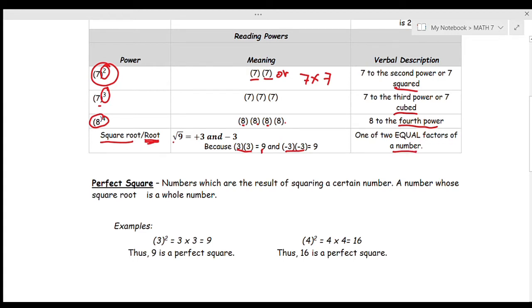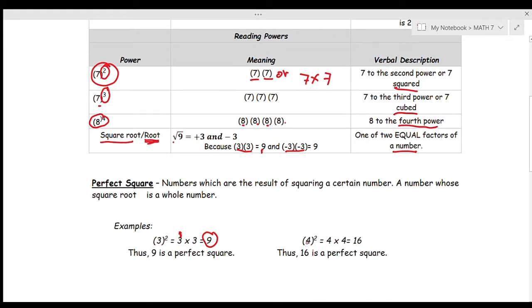Ano po? So we have this another term, which is the perfect square. When we say perfect square, these are the numbers which are the result of squaring a certain number, a number whose square root is a whole number. So example, we have this 3 raised to the second power, and it will equal to 3 times 3, and the result is 9. Thus, 9 is a perfect square, because 9 is a result by multiplying a number which is 3 by itself. So we have 9 is a perfect square.